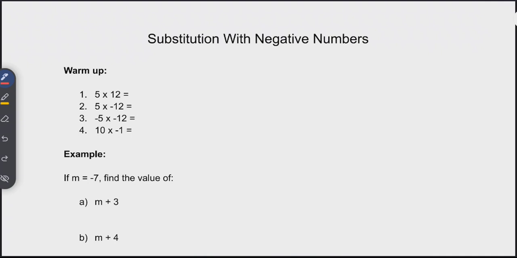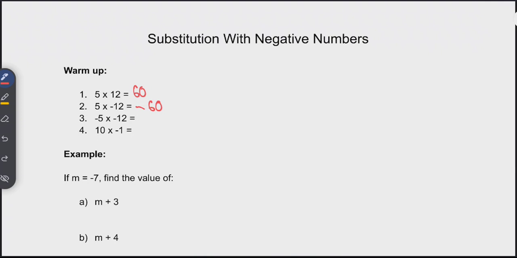First of all, 5 times 12. What is 5 times 12? Well, that's going to be 60. What about 5 times negative 12? If we've got 5 lots of a negative number, then we're going to have a negative number. It's going to be negative 60. Positive times by negative, always going to be negative.